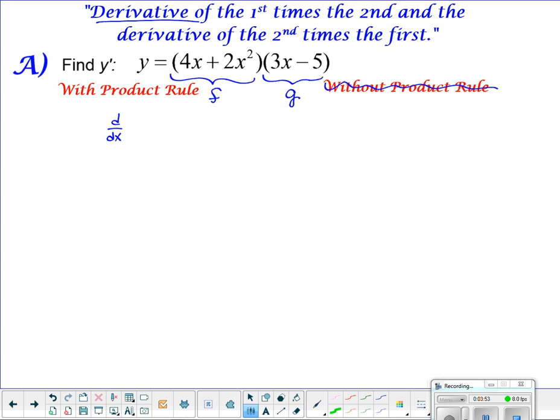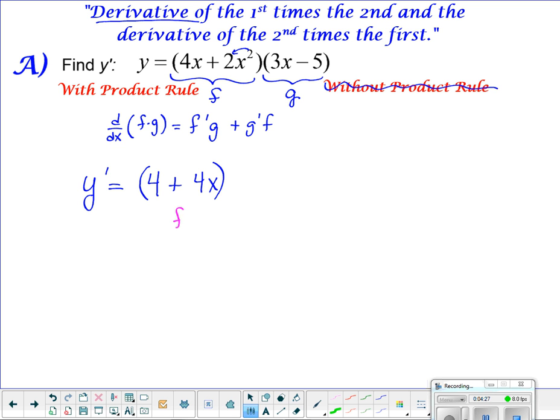I'm going to rewrite this. The derivative of f times g, just shortening where I'm not throwing all those x's in now, is going to be f prime times g plus g prime times f. And I've identified my f and g. So I get y prime equals the derivative of f, which would turn out to be 4 plus 2 times 2 is 4, and then I take the squaring and reduce it by a power to give me just an x to the first. This was f prime.